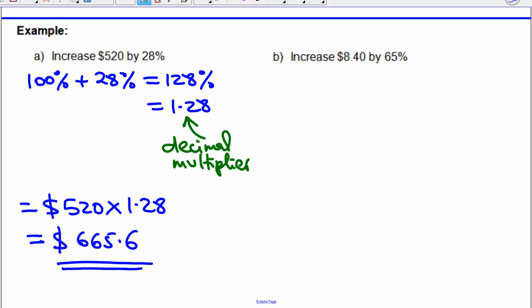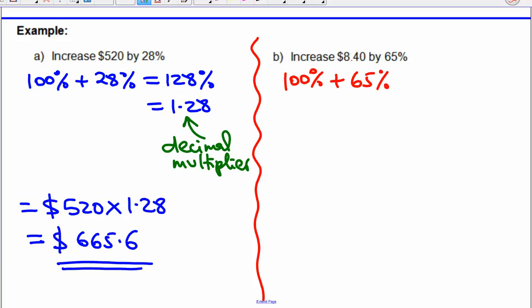Okay, I'll work out the next question using the same method. So remember, the first step is add your percentage to 100. You are adding because this is percentage increase. Remember, you always start from a whole. If you're increasing by 65%, you're adding 65% to 100%. So you start with 100% plus 65%, which is 165%, which will give us 1.65.